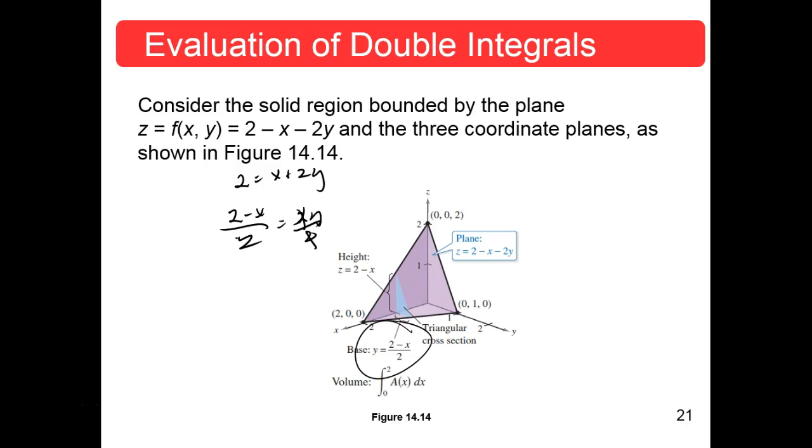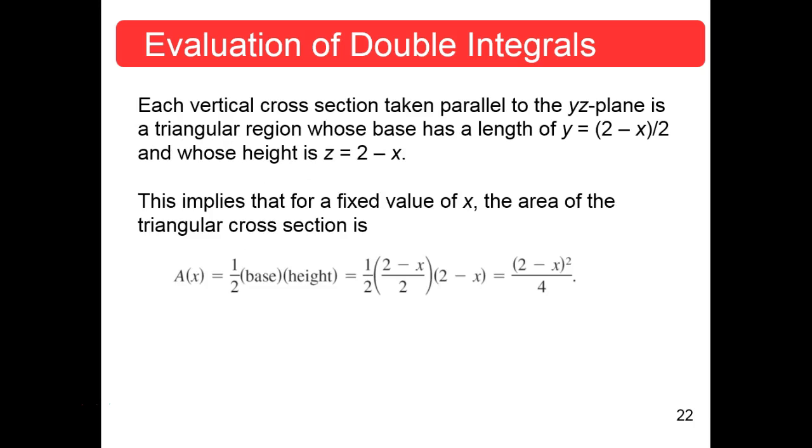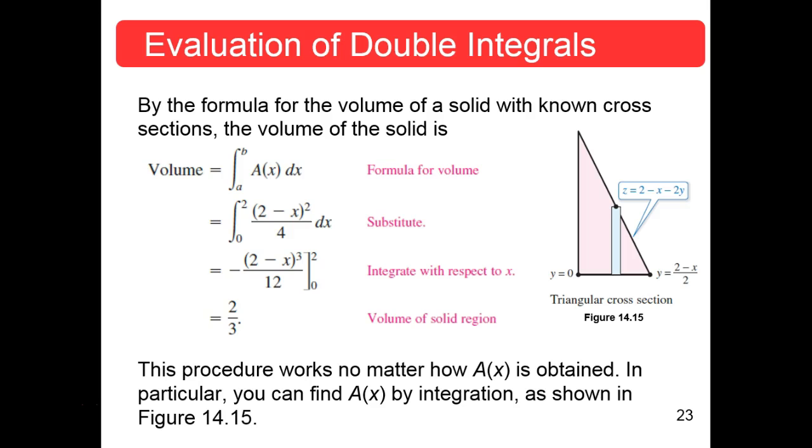Your first one is integrating from 0 to 2 on dx, that's what we showed here, this area that we just described. 1/2 this base times that height. This is far more detailed than I wanted to go into today. So there it is, 1/2 that base times that height, so it would be (2 minus x) squared over 4. And you're integrating that from 0 to 2.